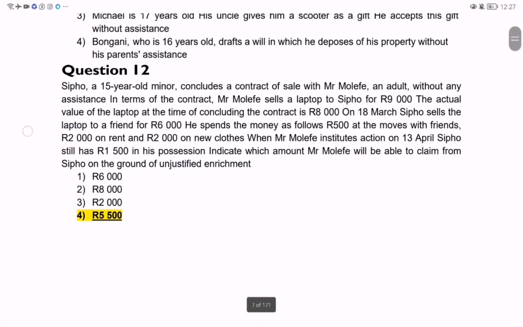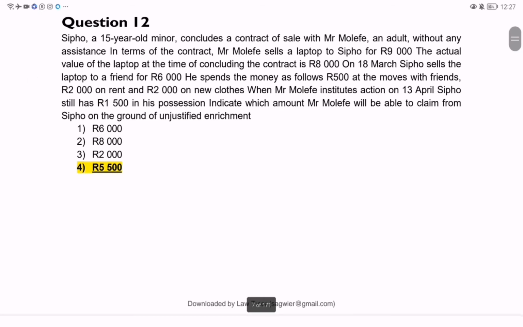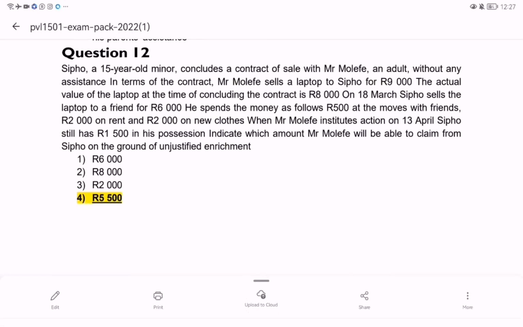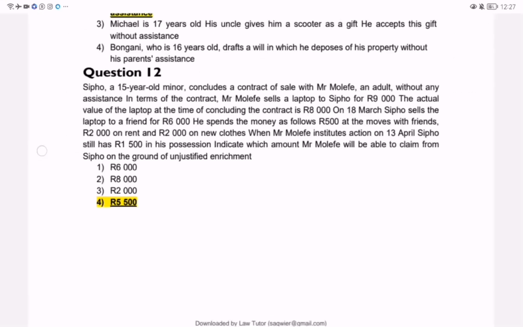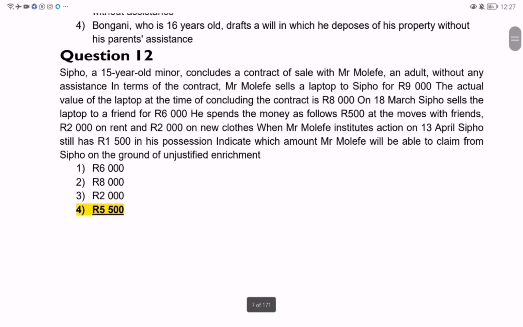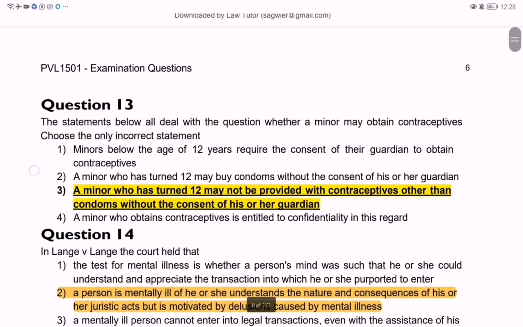Okay, guys. It is calculated to be 5,500, but I think we all need to investigate how we got to this figure. Anybody here who's got an idea, please let us know.